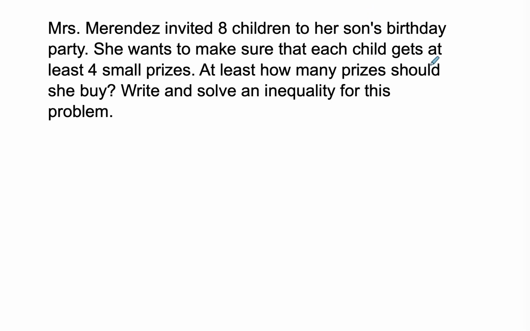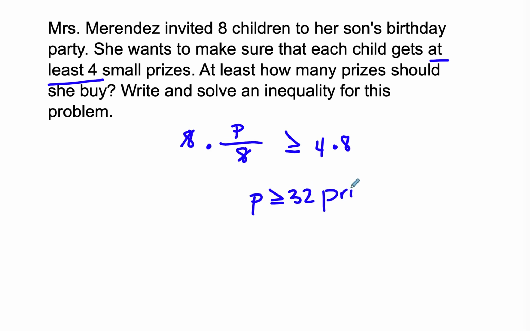Okay, so our key words here, at least 4, that's what we want. So at least 4, greater than or equal to 4 on our inequality. She has 8 children that are coming to the party. We need to make sure that when we divide up all of the gifts between those 8 children, each one has at least 4. So the number of, I'm going to do P for prizes, divided by 8 needs to be greater than or equal to 4. To solve this, we're going to multiply by 8 on both sides. 8 divided by 8 is 1. P is greater than or equal to 32 prizes.